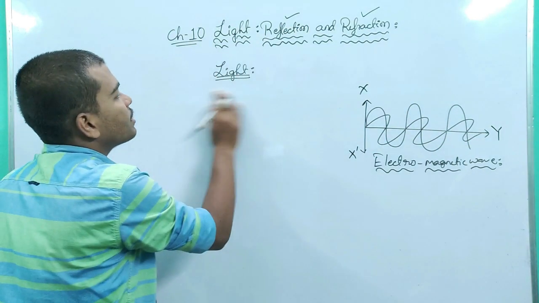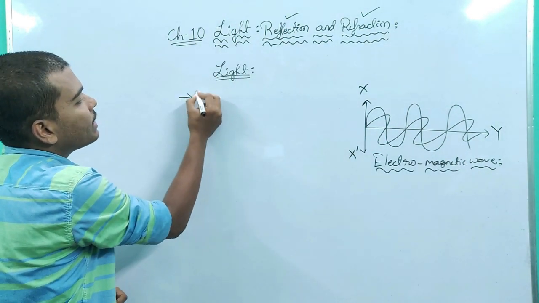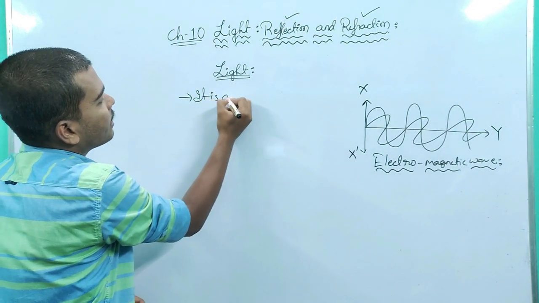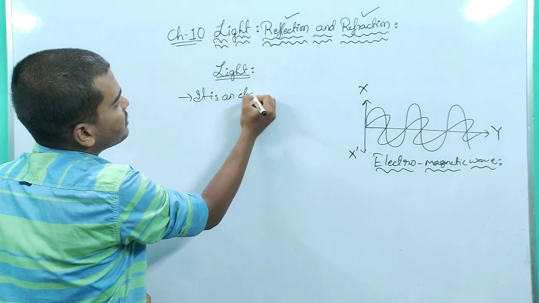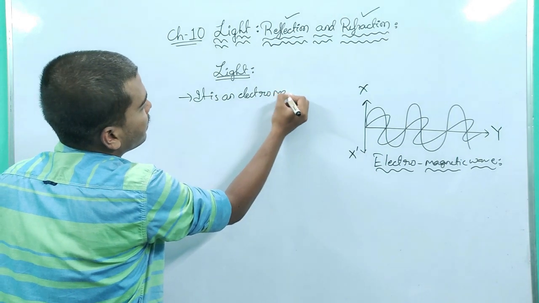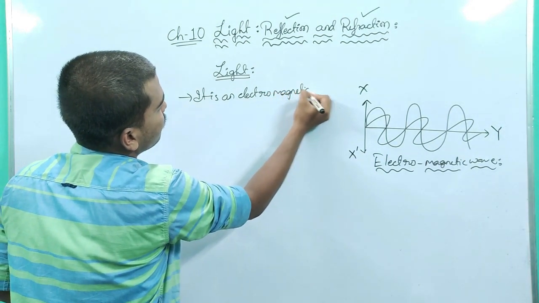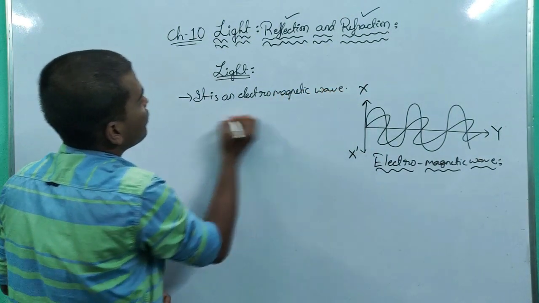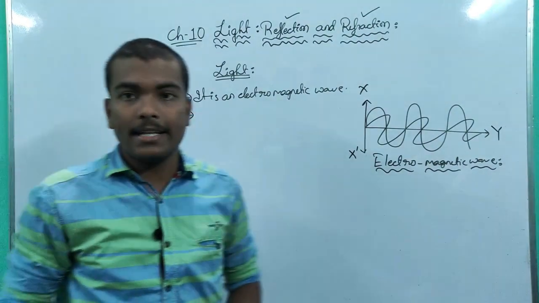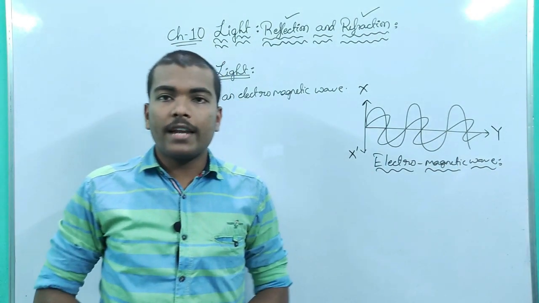So light's definition we are going to write down naturally. It is an electromagnetic wave. That is the first characteristic of light. The second characteristic of light we are going to tell.